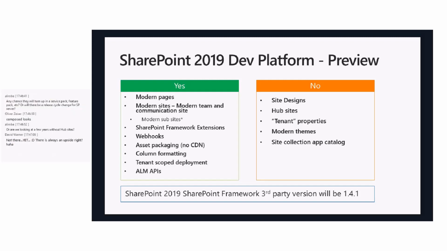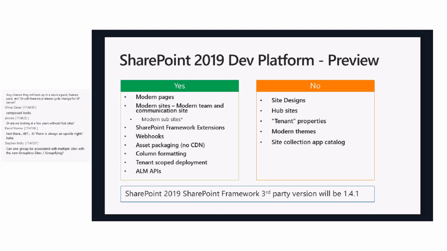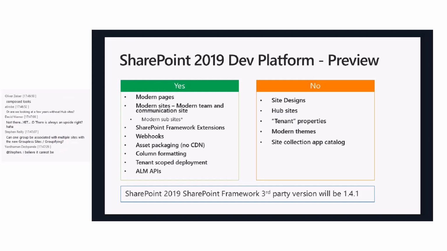In general, the SharePoint Framework third-party version will be 1.4 or 1.41. This is still slightly debatable. There is a pretty big difference, however, between 1.4 and 1.41, because there's a difference between the supported Node versions and NPM versions. So we're trying to push it to 1.41, but we haven't yet really locked the whole thing.